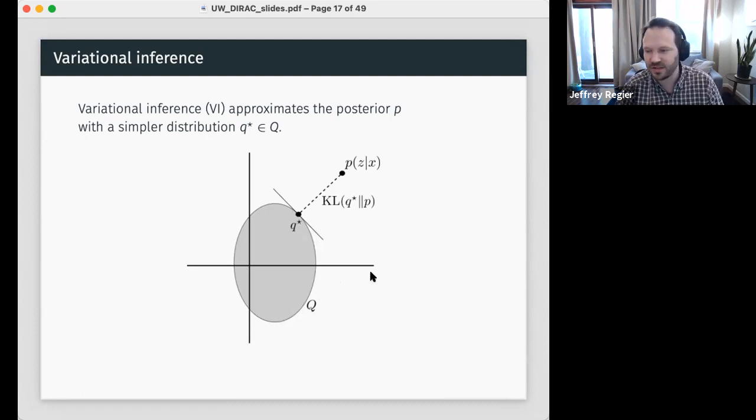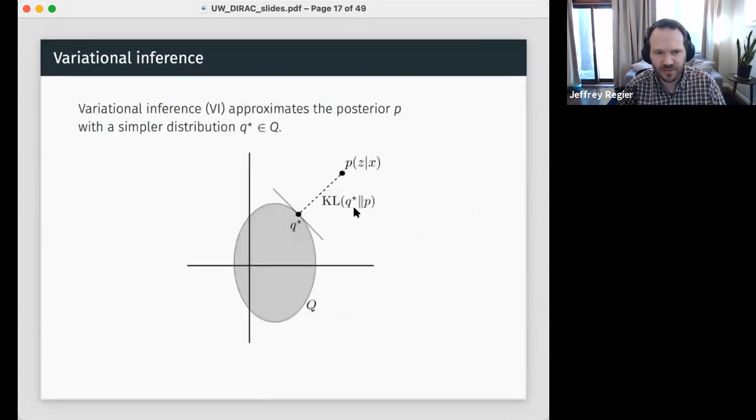But this is still the basic lay of the land, is that we have some restrictive class of distributions, and we try to find the one that most closely matches the posterior distribution. And the more flexible we make Q, the closer we'll come to the actual distribution. So a lot of work in variational inference now is to come up with more expressive families Q that let us more accurately approximate distributions.